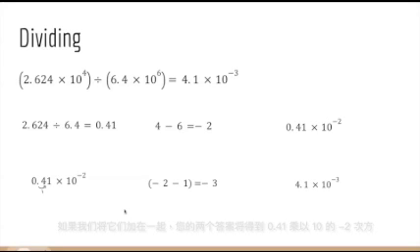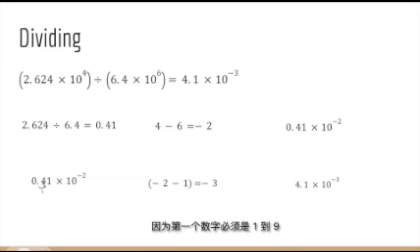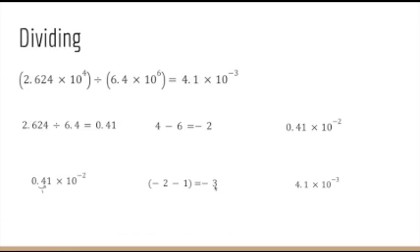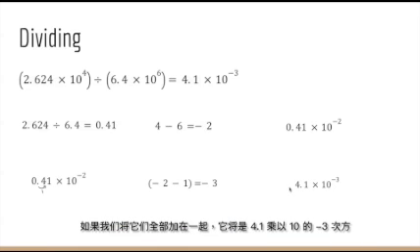And since the first number over here has to be 1 through 9, we're going to have to move the decimal point up 1. So it's going to be negative 2 minus 1, which will give us negative 3. And if we put them all together, it would be 4.1 times 10 to the power of negative 3.